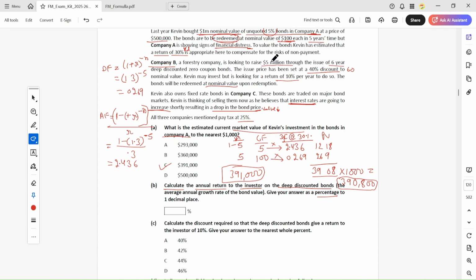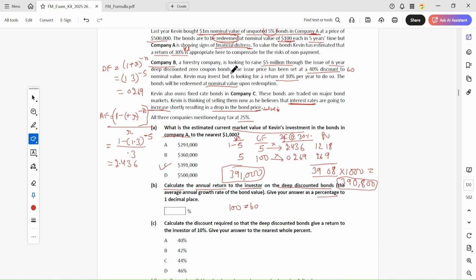The company is looking to raise 5 million through the issue of a 6-year deep discount bond. The issue price has been set at a 40% discount to nominal value. So they issued at 60, and it will be redeemed at 100.